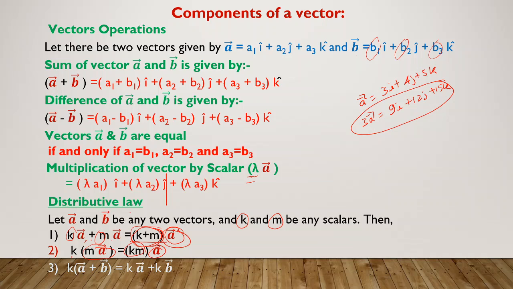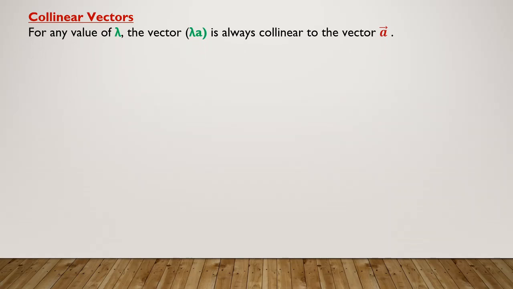Similarly, if you multiply any one scalar with the sum of two vectors, it will be equal to the sum of the products of that scalar with each of the vectors. So these two will be equal to each other. Now let's move to the next one, that is collinear vectors.